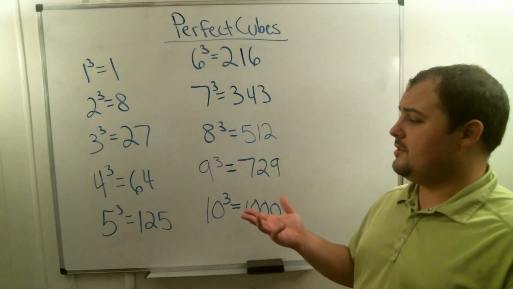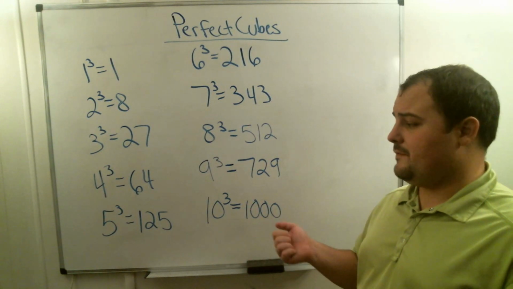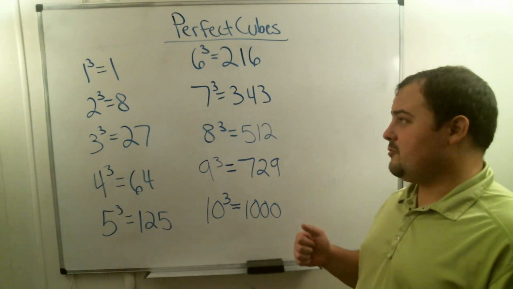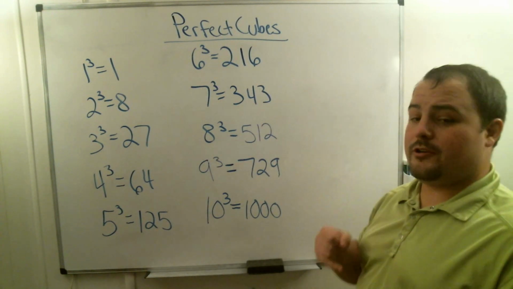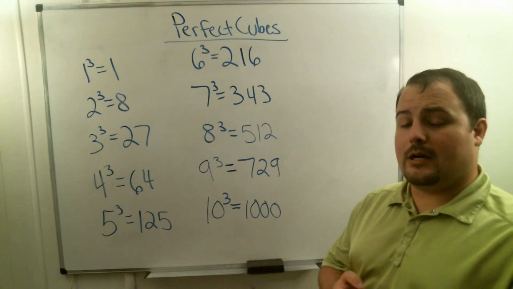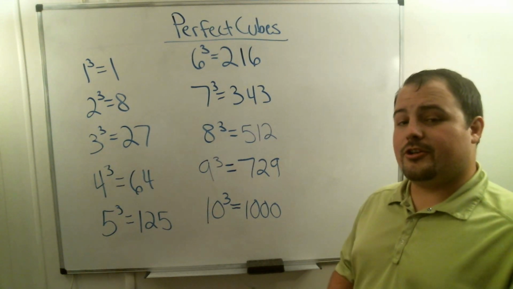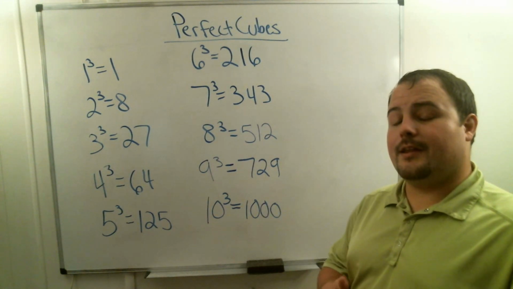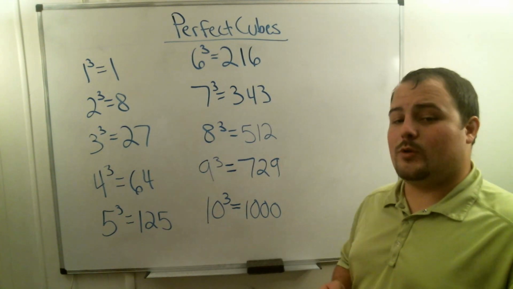3 to the third power is 27. 4 to the third power, 64. 5 to the third power, 125. 6 to the third power, 216. 7 to the third power, 343. 8 to the third power, 512. 9 to the third power, 729. And finally, 10 to the third power is 1000.